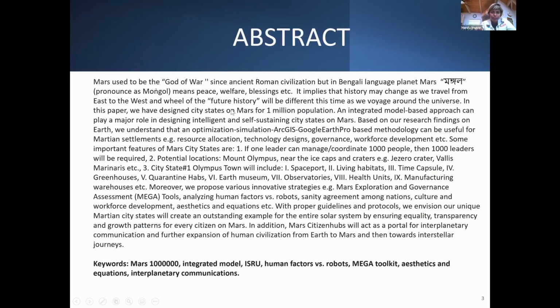So this is the abstract. I'll speak the first sentence, and the other sentences I can break down in later slides. Mars used to be the god of war since ancient Roman civilization, but in my native language, Mars means peace or blessings or welfare. That means as we voyage from the east to west, we lose a lot of meaning and context. But we are talking more about imaginary time and real time, so a lot of things might come aligned.